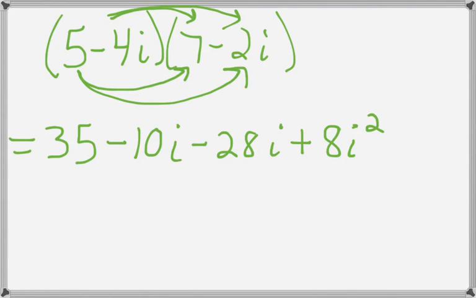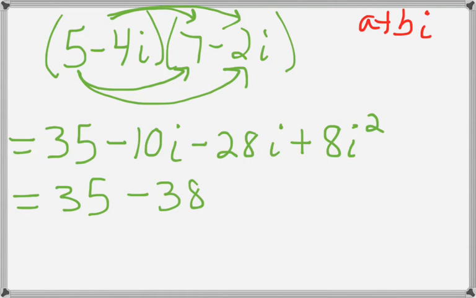Now we don't want to leave the answer like this. We want the answer to be in standard form, which is a plus bi. So the first thing we should do is combine those two terms that have i. So negative 10i minus 28i is negative 38i. We can't combine that with the 8i squared because that's a different type of term.